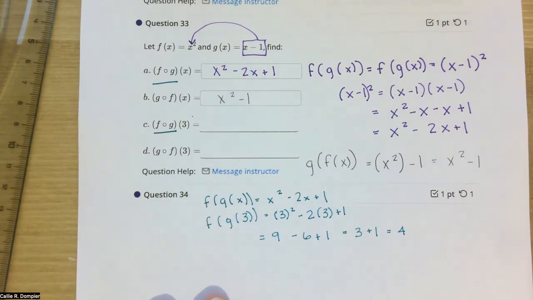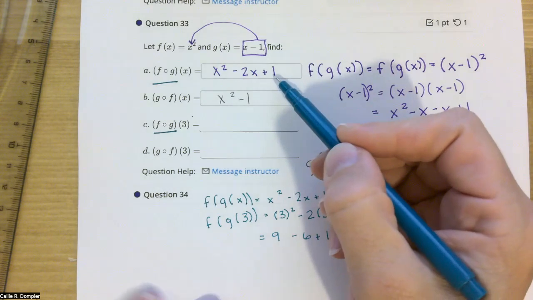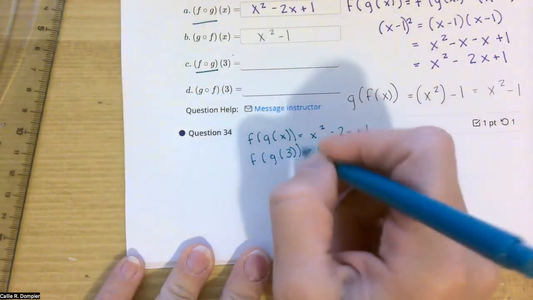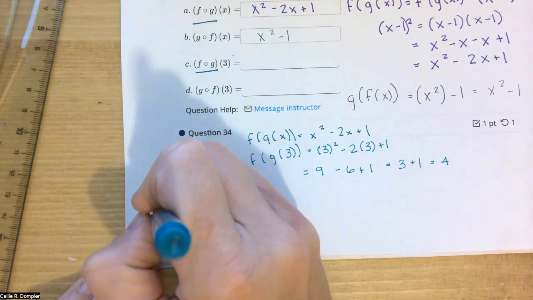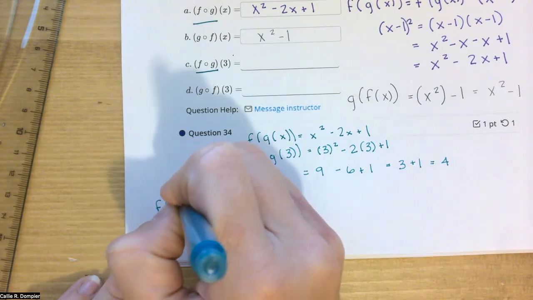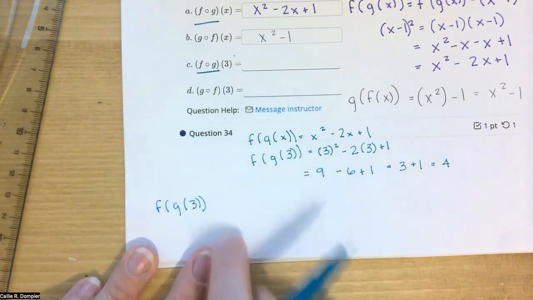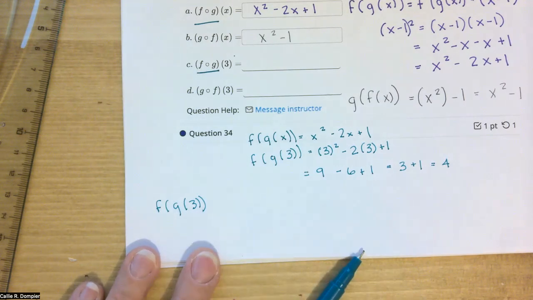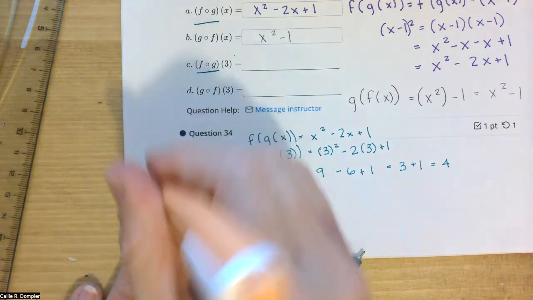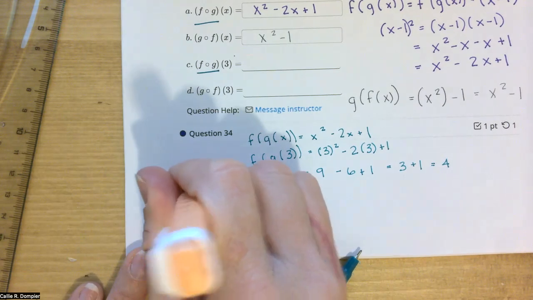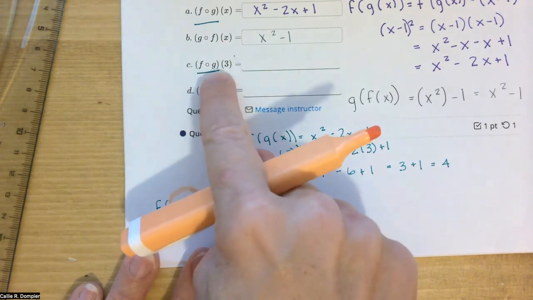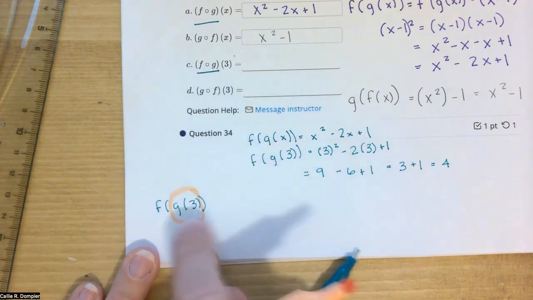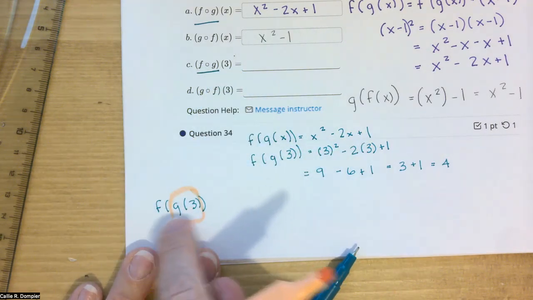Or if you have not found out what f of g is as an equation yet, you can simply work from the inside out. So this will be the same f of g of 3. You start here and you work on the innermost problem first. So that's why I like putting it in this format instead of f symbol g, close the parentheses, parentheses 3. You can see what's inside if you write it like this.